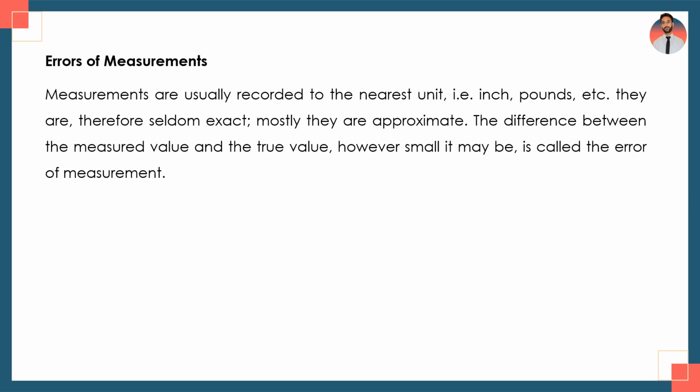In the description of errors of measurements, measurements are usually recorded to the nearest unit, that is inches, pounds, etc. They are therefore seldom exact, mostly they are approximate. The difference between the measured value and the true value, however small it may be, is called the error of measurements. Difference between the measured value and the true value or exact observation, exact value.